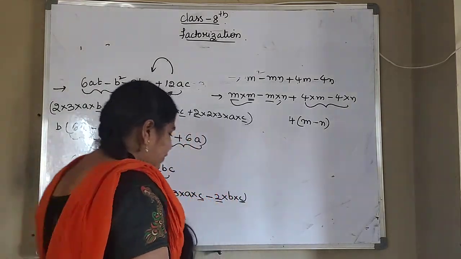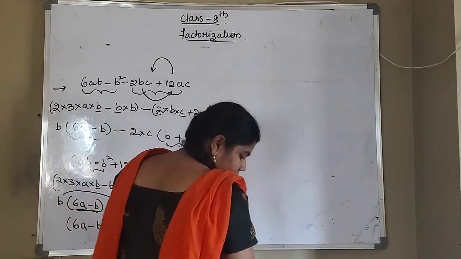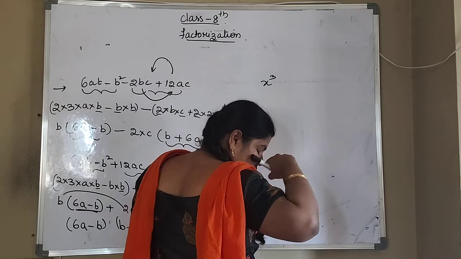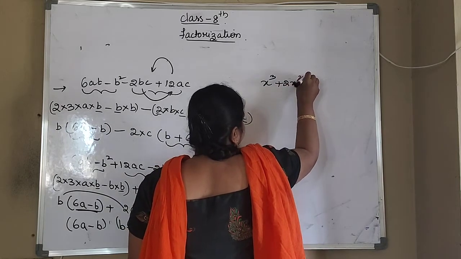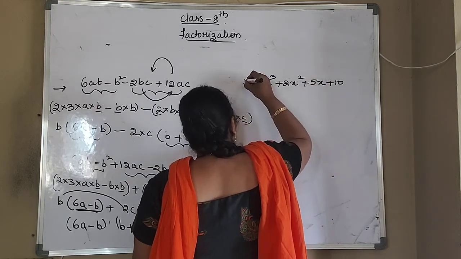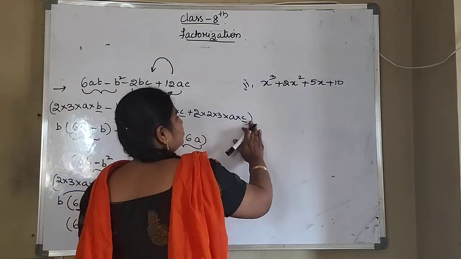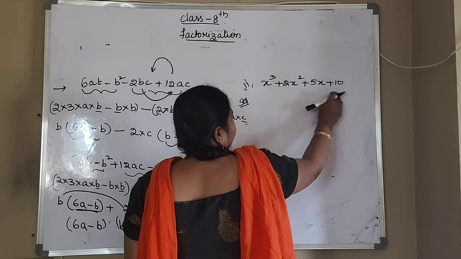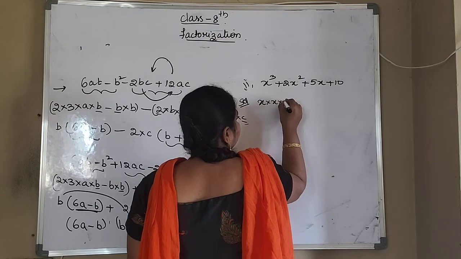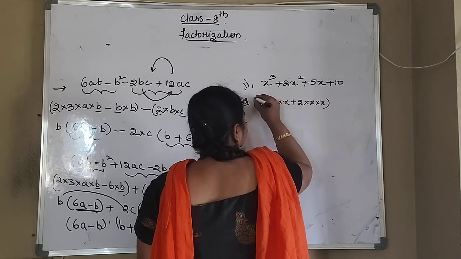So one more example we will see for this. So I am taking it as x cube plus 2x square plus 5x plus 10. First you check whether it needs a rearrangement or not. So first write into prime factors. So x cube can be written as x into x, plus 2x square can be written as 2 into x. So this is the first one.